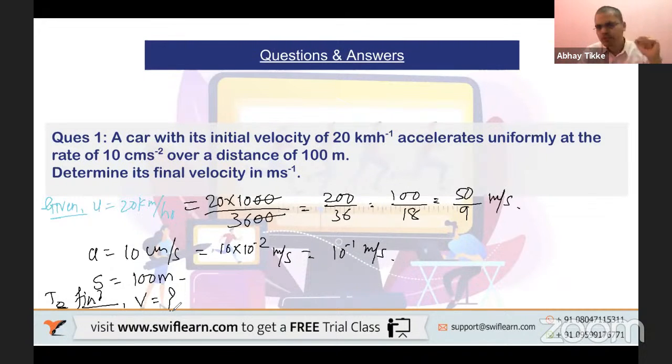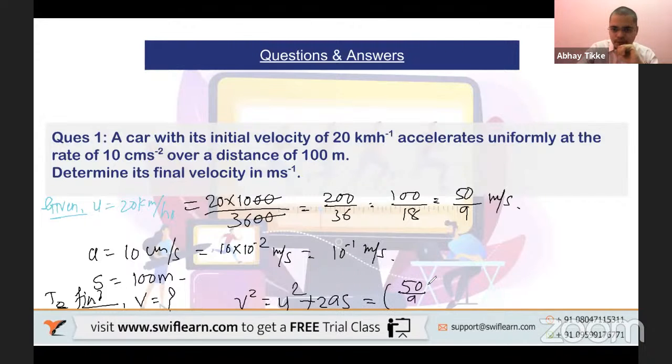In fact, you can use any of these. v equal to u plus at भी use कर सकते हैं, but उसके लिए time चाहिए, time नहीं है हमारे पास, right? But s दिया है देखो, तो कौन सा use करेंगे? v square equal to u square plus 2as, right? तो u square, u कितना है? Initial velocity 50 by 9 bracket square plus यूनिफॉर्म एक्सीलरेशन दिया है, कितना है? 10 raised to minus 1, और डिस्टेंस भी दिया है, कितना है? 100 मीटर. So do this calculation, you'll get the answer.